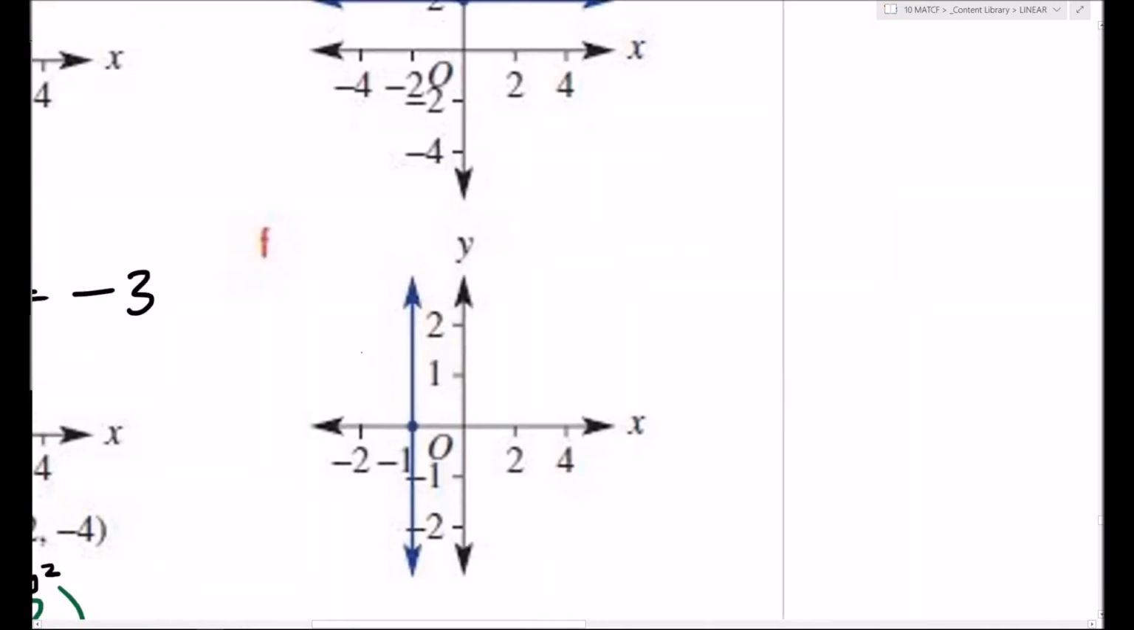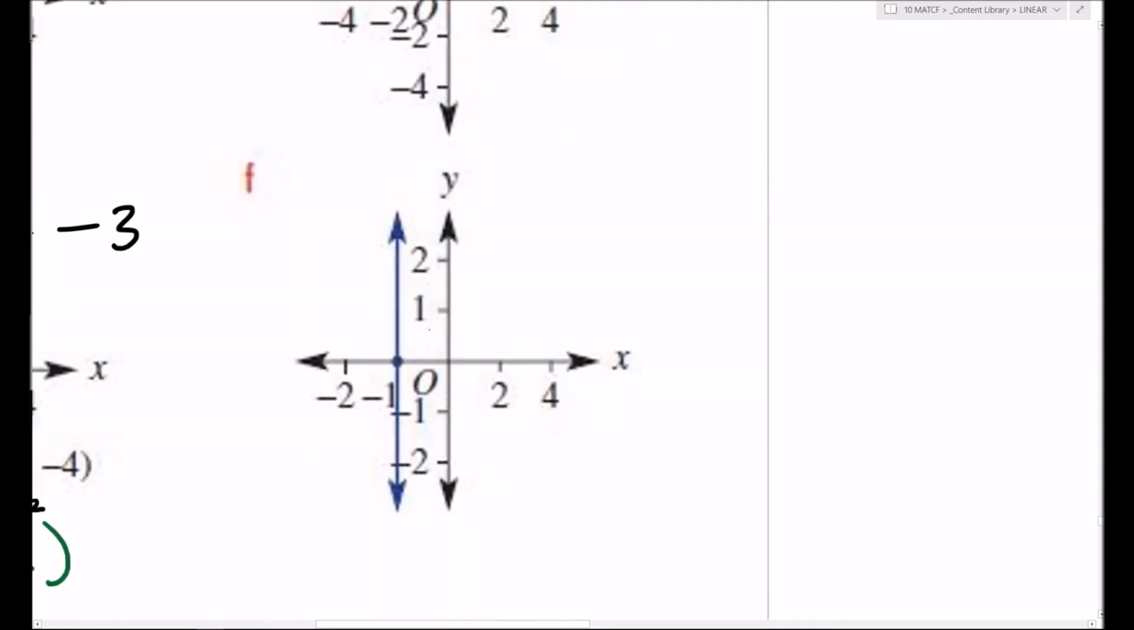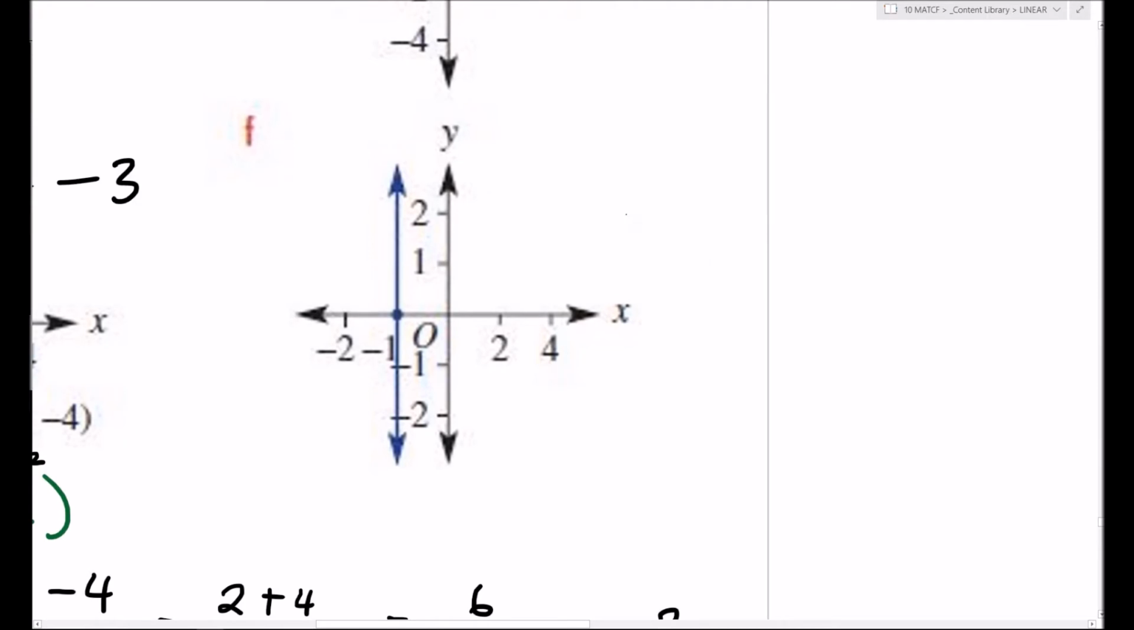All right, just a couple things. Remember what I mentioned about this graph here? When a graph goes horizontal like that, the rule for that would just be y equals 2, because it's just crossing through the y-axis, which is the y-intercept. And for a graph like this, the rule would just be x equals, well, if you look at where it hits the x-axis, it's negative 1. Okay, that's the rule for it.